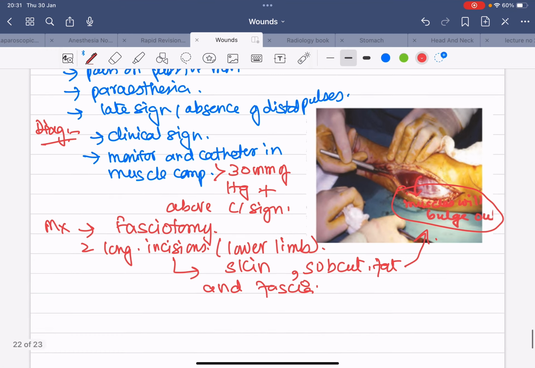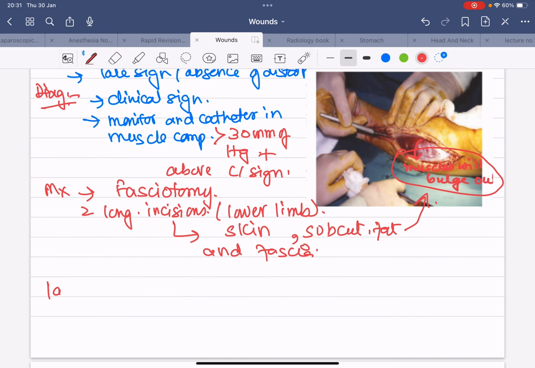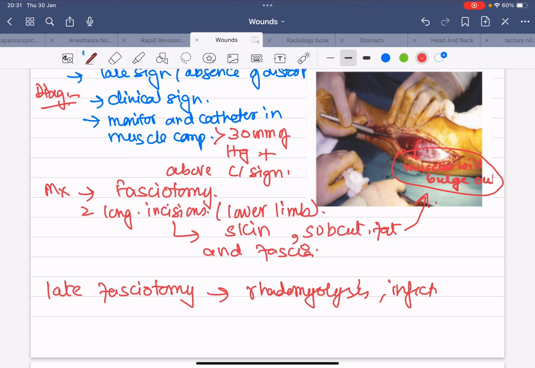And please remember, very important point, if you make your diagnosis late, or if you perform a late fasciotomy, the patient can develop rhabdomyolysis, infection, and it can also need amputation of the limb. Okay, so this is your compartment syndrome. Please remember, very important topic.